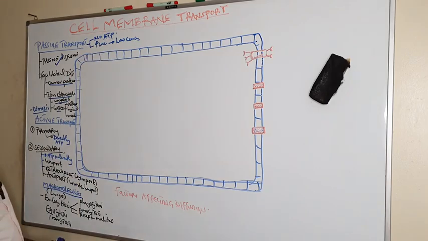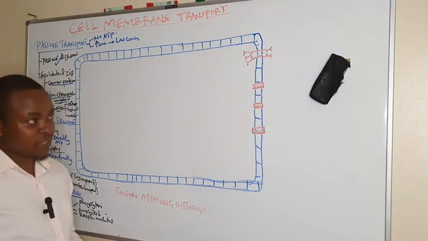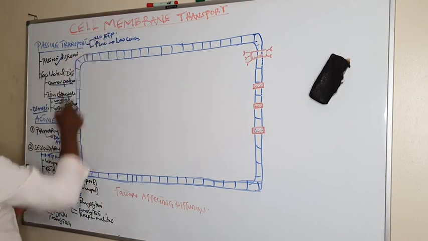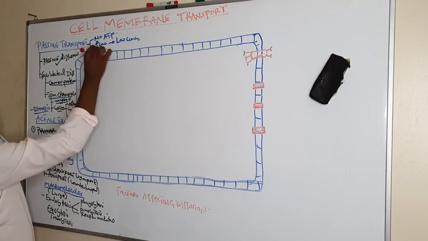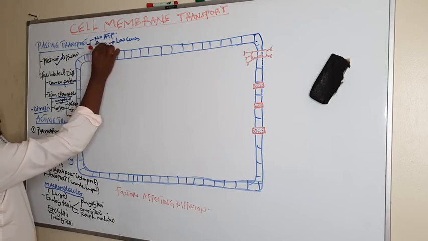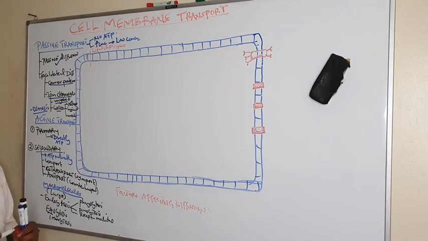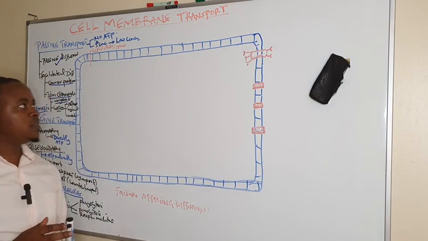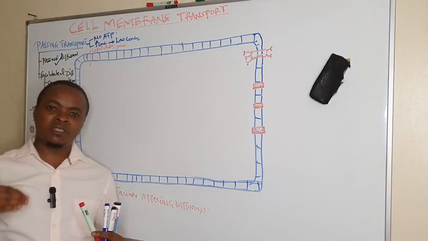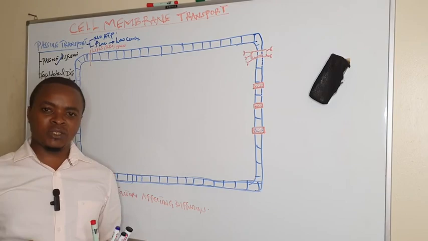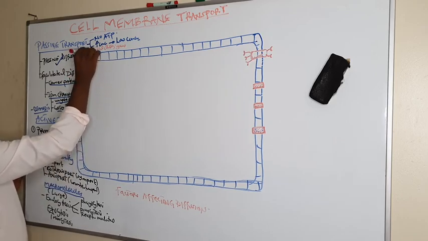So that is what we call passive. And one of its kind is passive diffusion, whereby lipid soluble components, and gases like carbon dioxide, oxygen, nitrogen, and other lipid soluble substances, be it drugs or steroidal hormones, cross the cell membrane by passive diffusion.